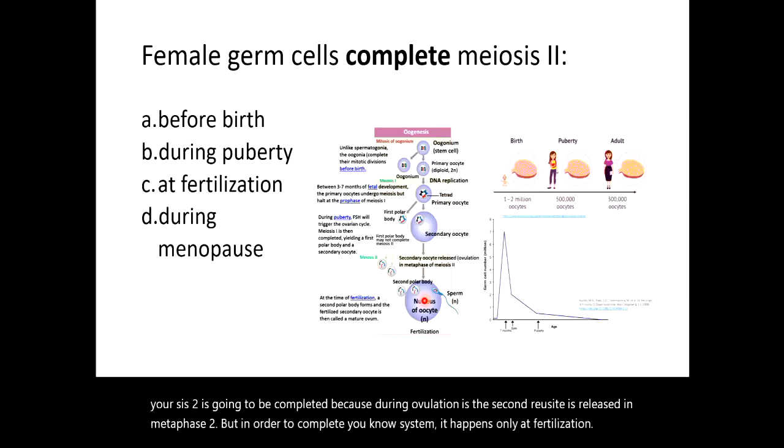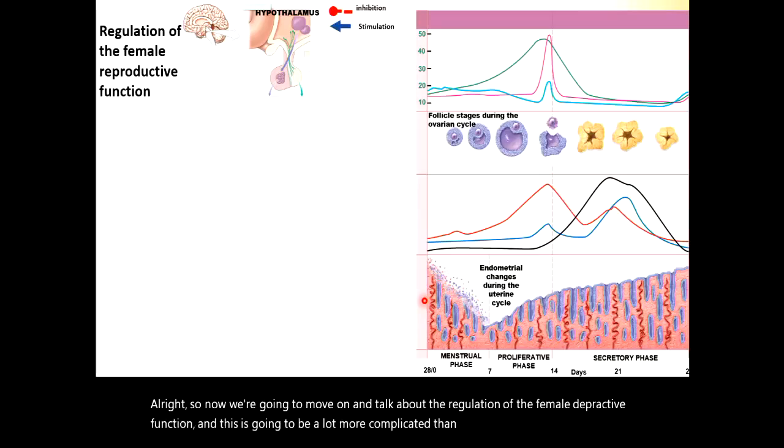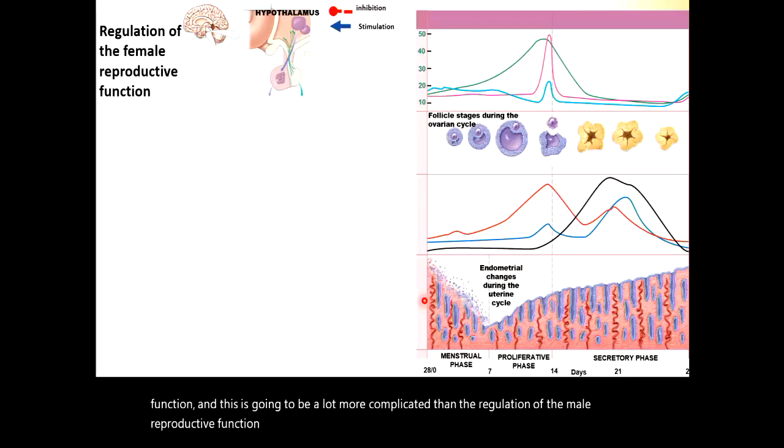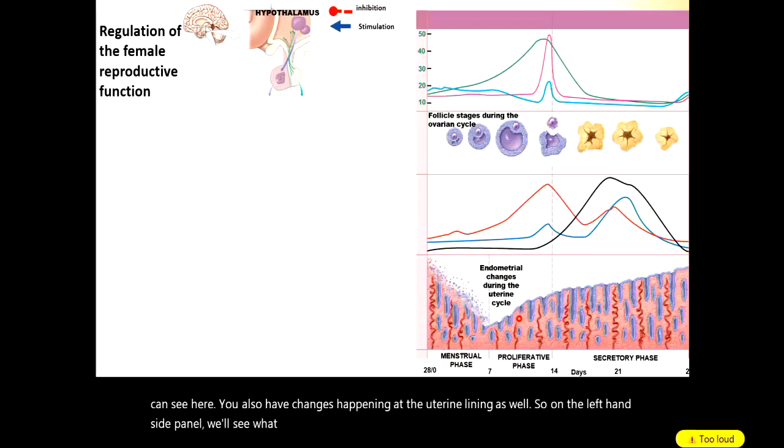Alright, so now we're going to move on and talk about the regulation of the female reproductive function, and this is going to be a lot more complicated than the regulation of the male reproductive function, because you have changes which are happening at the ovaries, as you can see here. You also have changes happening at the uterine lining as well. So on the left hand side panel we will see what is happening, and on the right hand panel we are going to see when it's happening.